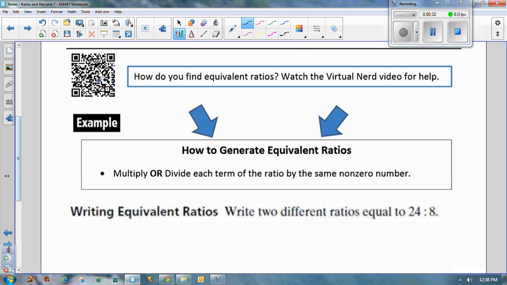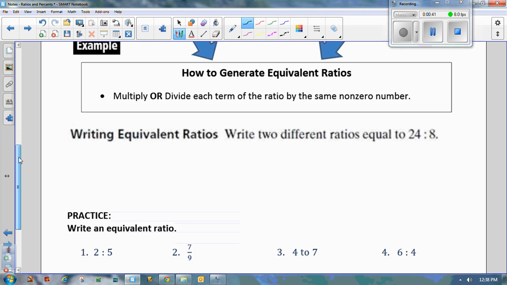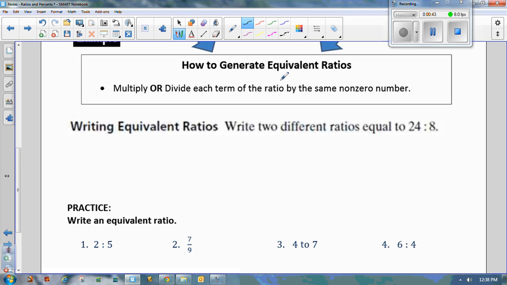Please feel free to take your smart device and scan the QR code to watch the video on how to find equivalent ratios from virtualnerd.com. Here we're going to discuss how to generate equivalent ratios by using multiplication or division. We multiply or divide each term of the ratio by the same non-zero number. Go ahead and star this, so that if you have any questions on how to make an equivalent ratio, you can come back to this section, and that should draw your attention to it.